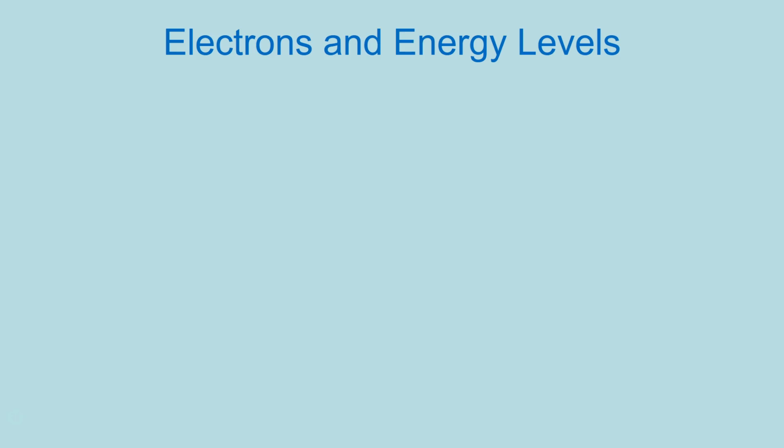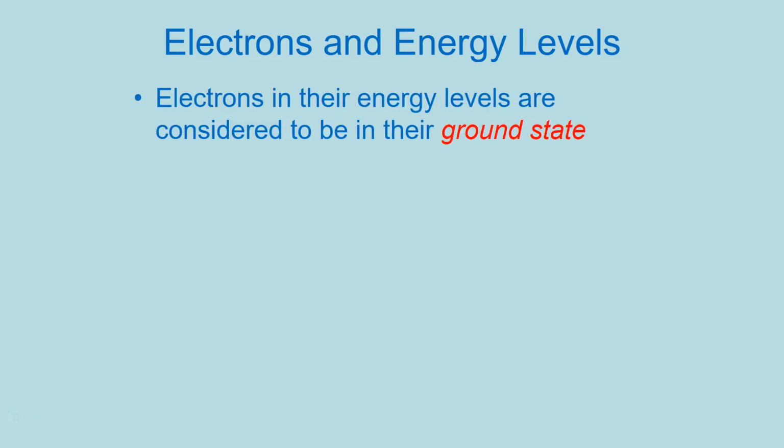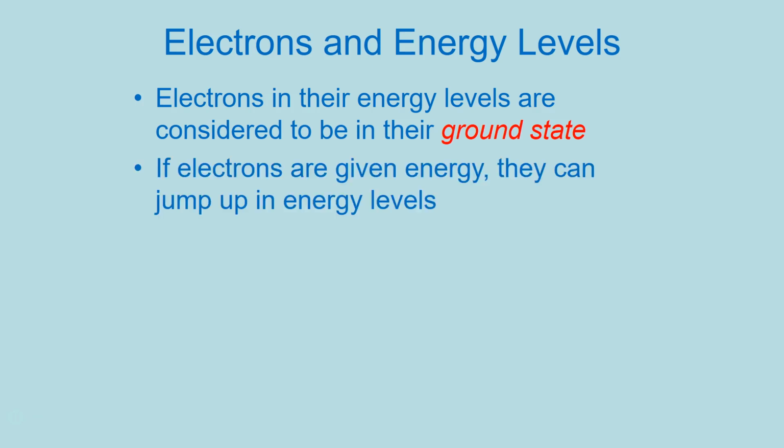So a few more things we want to talk about to finish up. And those are electrons and energy levels. Electrons and their energy levels are considered to be what is called their ground state. If electrons are given extra energy, they can actually jump up in energy levels, so go from that level that they're currently at to a higher level. We call this the excited state.